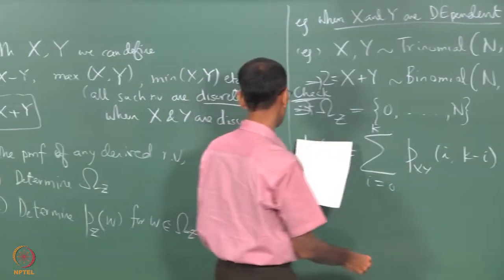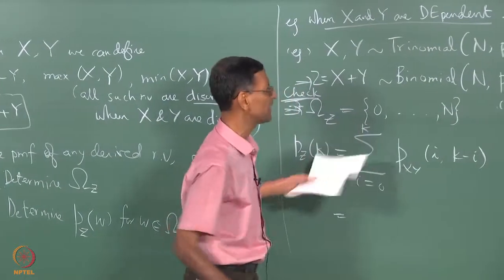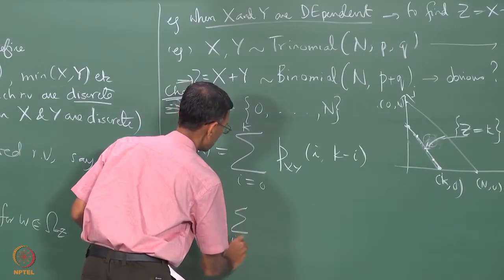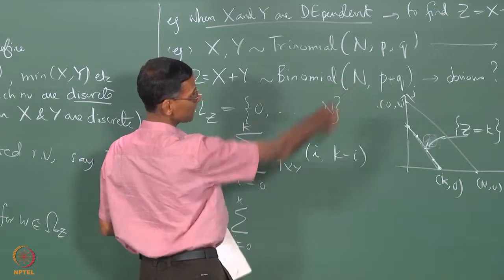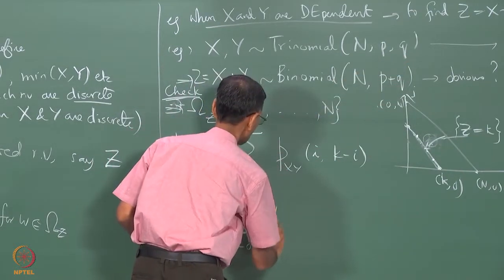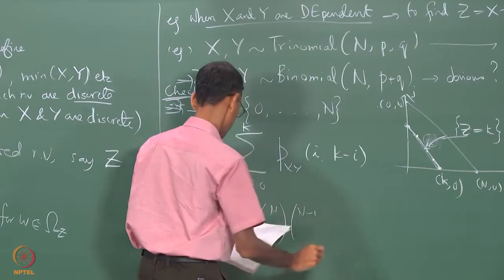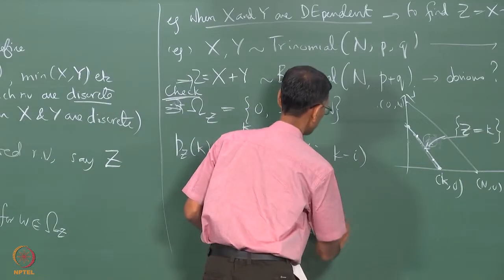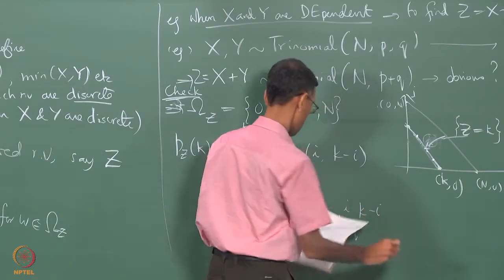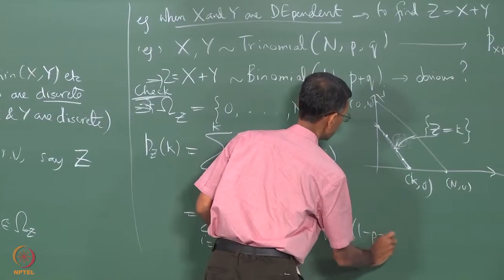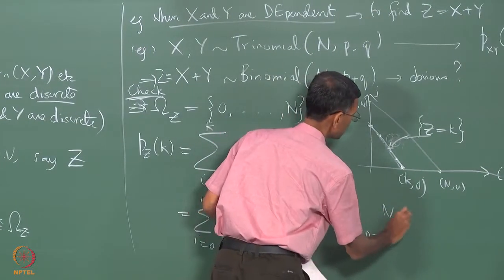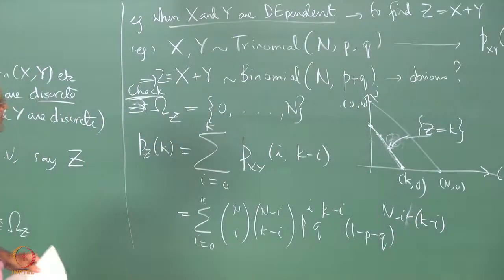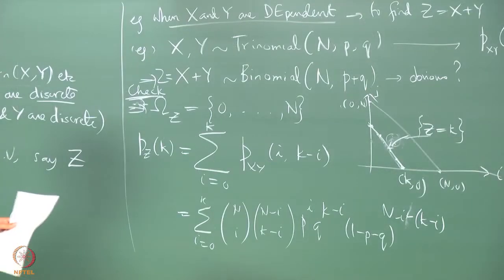I am not going to spend too much time on this because manipulation is not very convenient on the board, but let me just write some key steps. So if I do this, I equal to 0 to k, I simply have to substitute: n choose I, n minus I choose k minus I, p to the power of I, q to the power of k minus I, 1 minus p minus q to the power of n minus I minus k minus I. Remember, all I am doing is substituting k minus I for j.